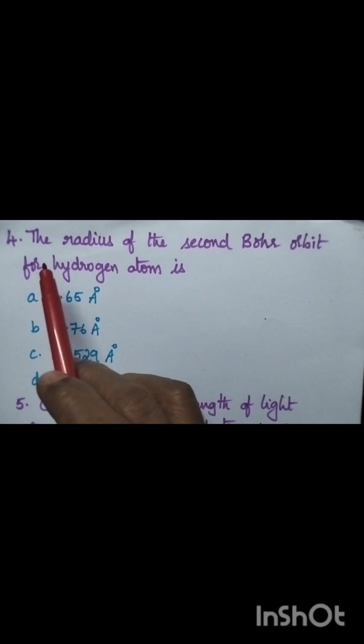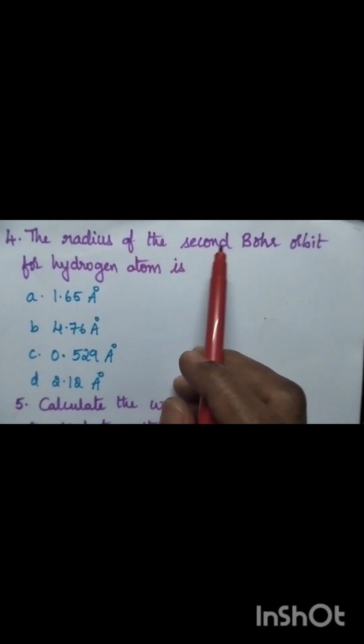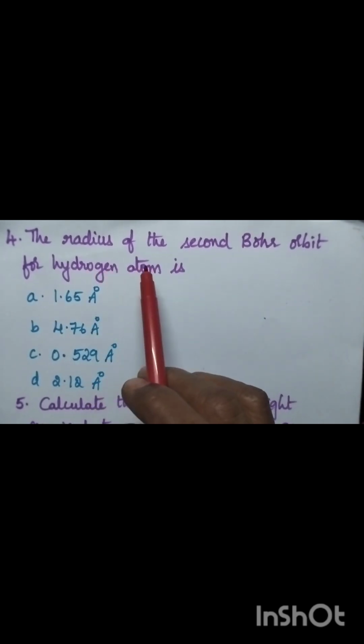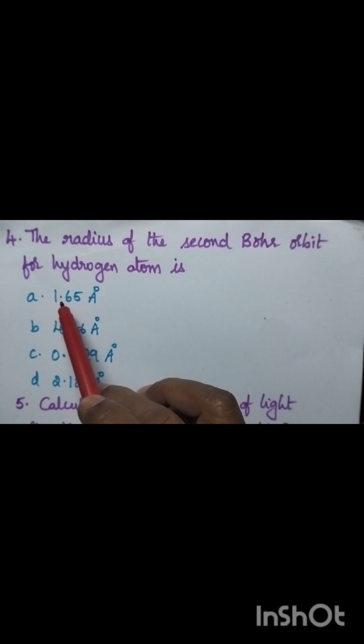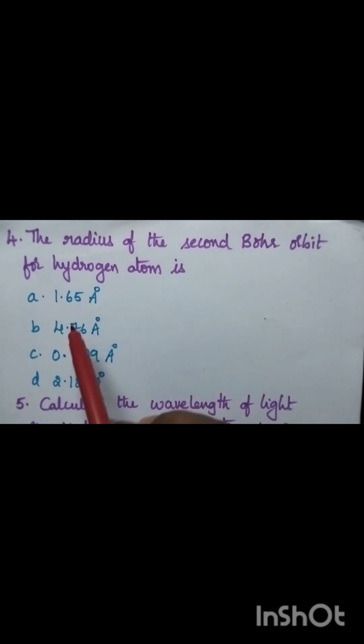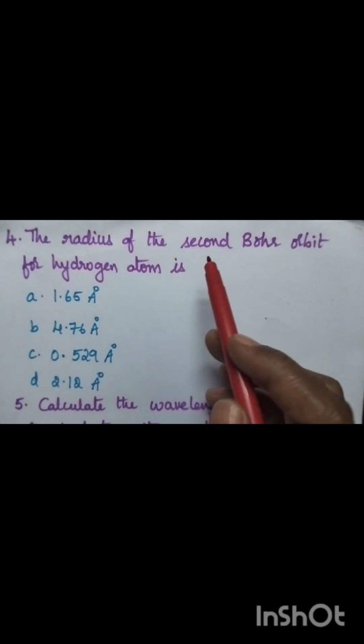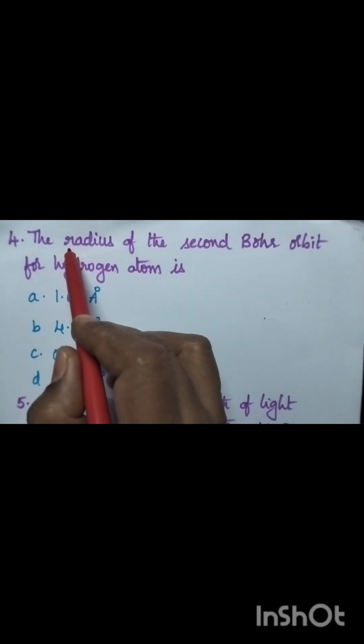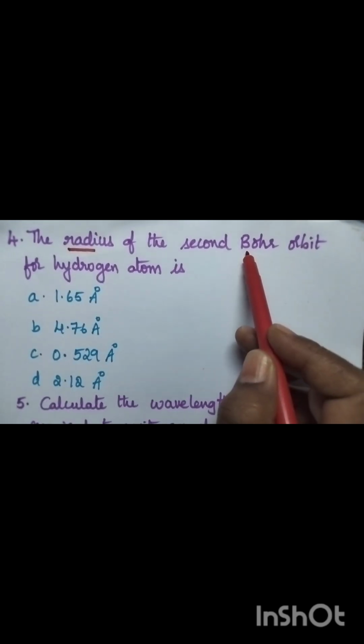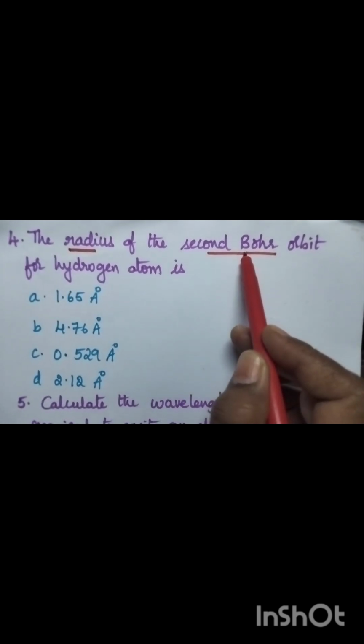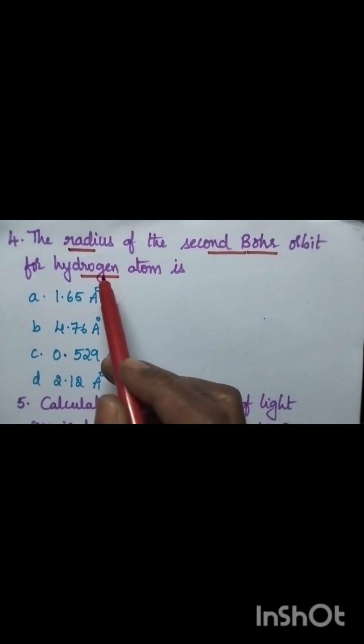Coming to the fourth question, the radius of the second Bohr orbit for hydrogen atom is A. 1.65 Angstrom units, B. 4.76 Angstrom units, C. 0.529 Angstrom units, D. 2.12 Angstrom units. Pause the video and try to answer the question. Here we are supposed to calculate the radius of Bohr orbit, that is second Bohr orbit of hydrogen atom.